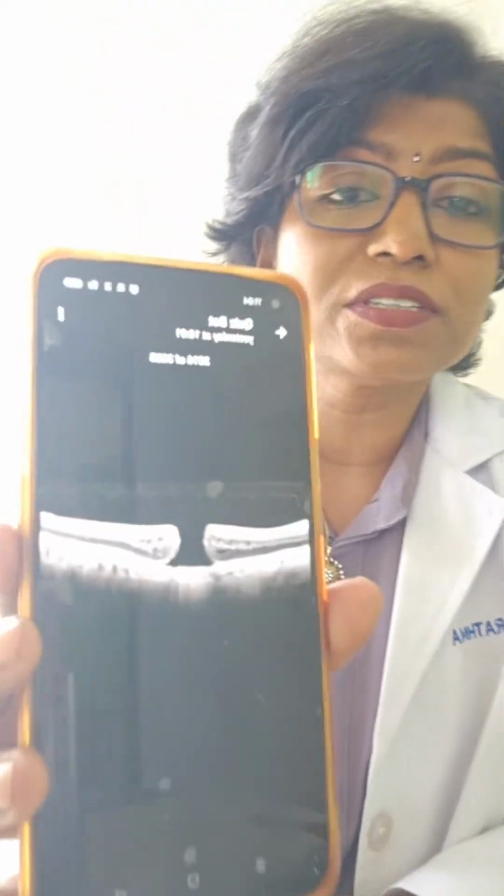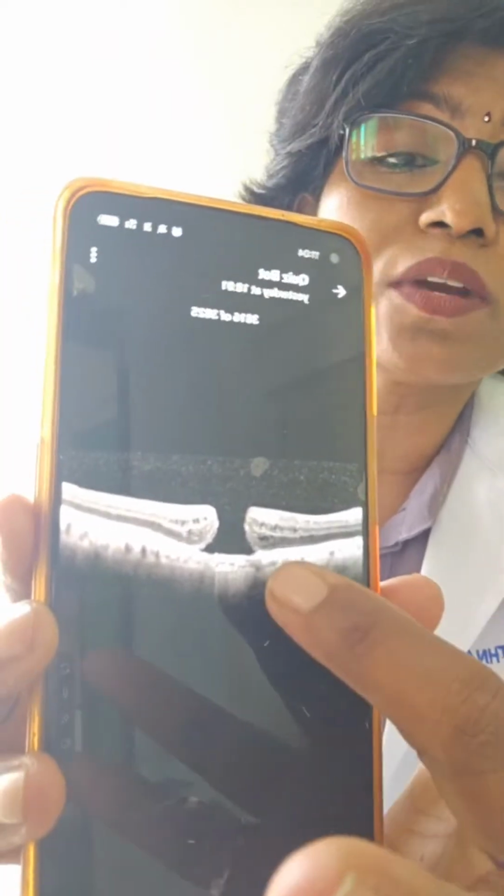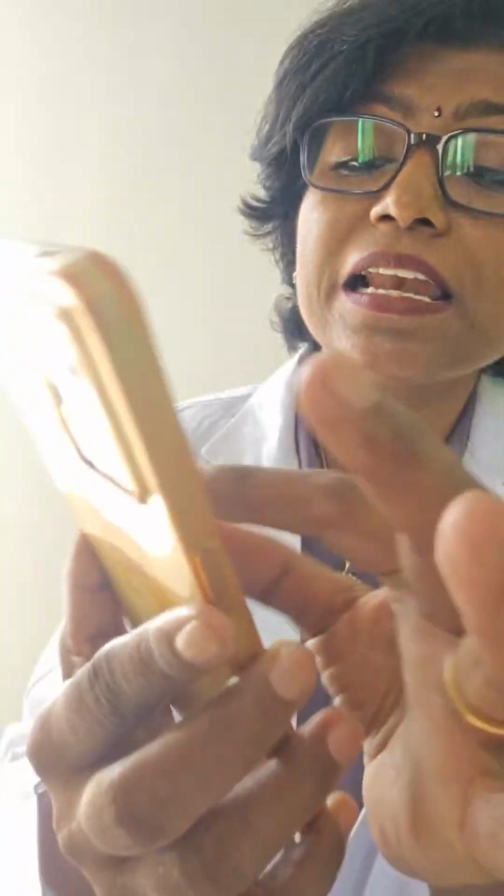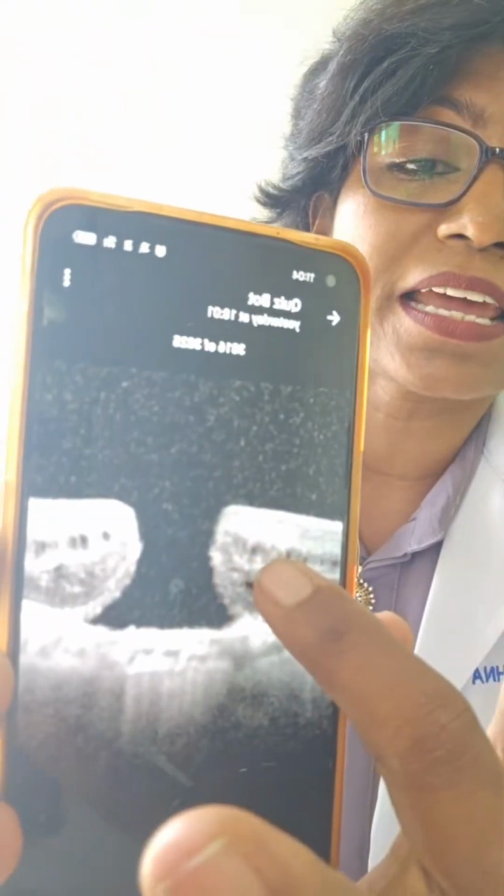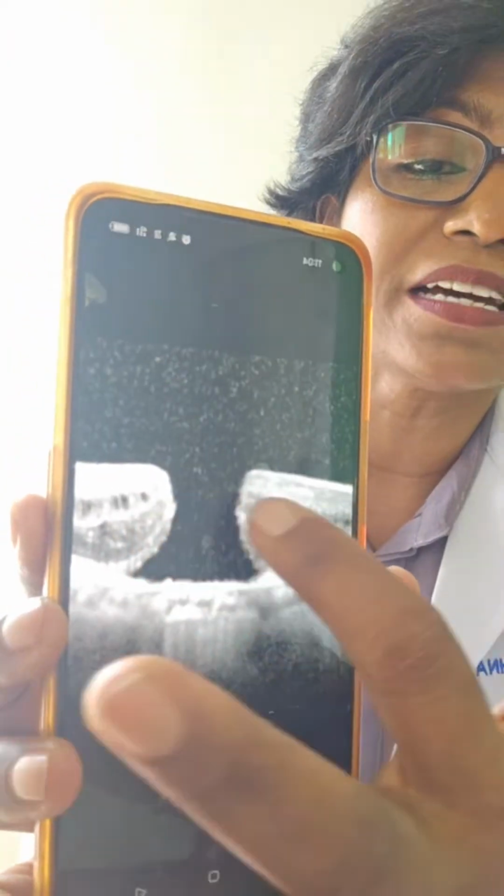What was the last option? Subretinal fluid. Subretinal fluid I'll show you on another day. So definitely now you know this is a macular hole. Don't get confused by these little tiny cysts in the walls. Those are the intraretinal cysts. Those are not characteristic of cystoid macular edema. Is that clear? Everyone agree with me? All right.